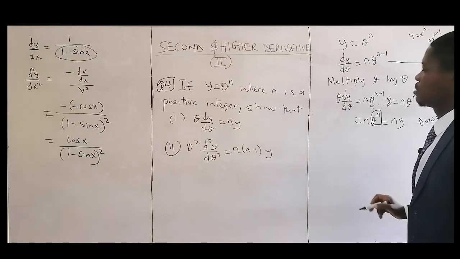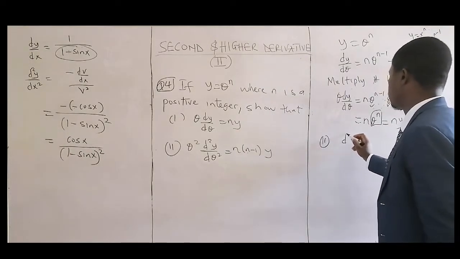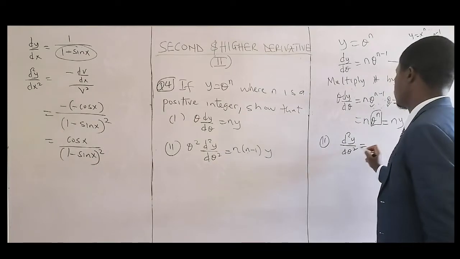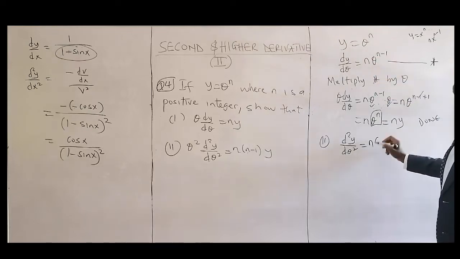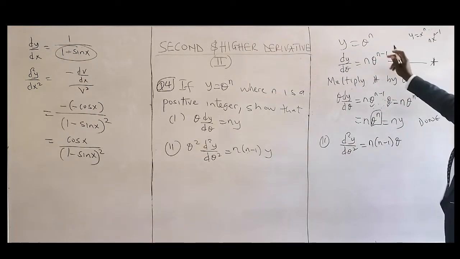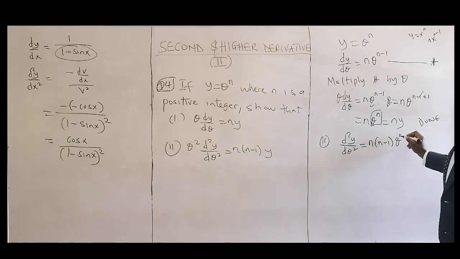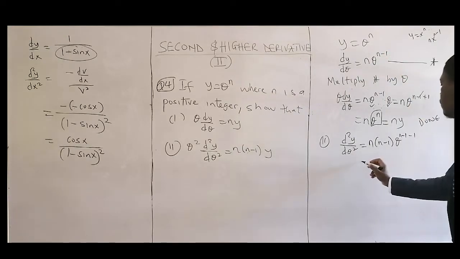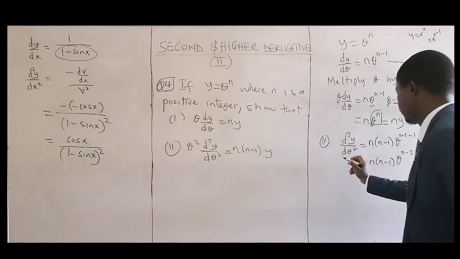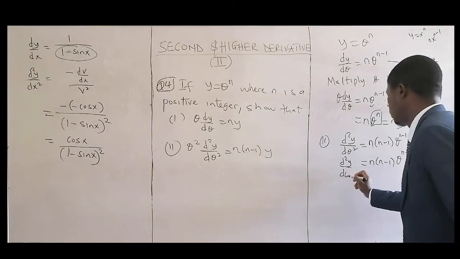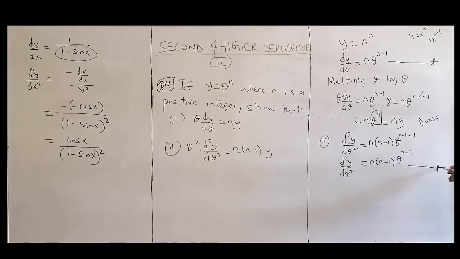Let's get the second one. Then the second differential. Do the second differential of the first one. We start from n theta to the n minus 1. This power will come to the front: n minus 1. Then theta, then this exponent minus 1: n minus 1 minus 1. So we have n into bracket n minus 1, theta to the n minus 2, since n minus 1 minus 1 gives us n minus 2. This d squared y d theta squared, you can call this one equation star 2.